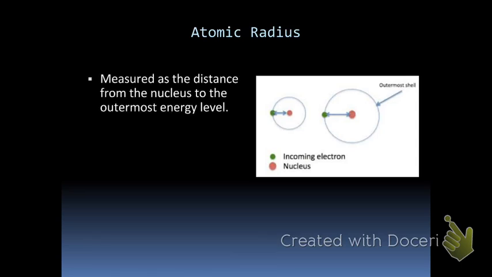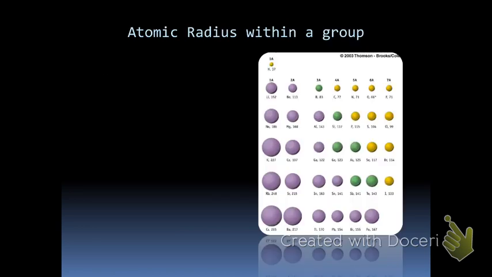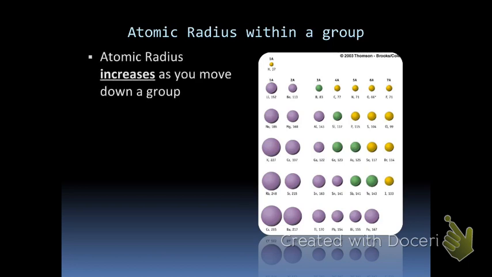So what it does is it basically measures the size of an atom. Within a group, the atomic radius will increase as you move down a group. So you can kind of see that here. As you move down group 1, you can see the radius getting bigger.